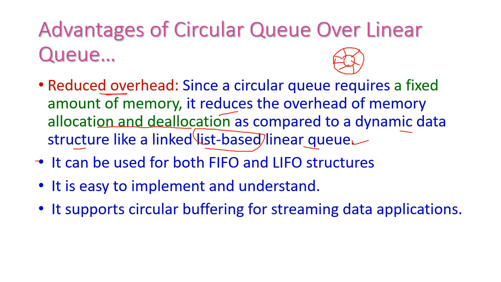And this circular queue can be used for both the FIFO structure and LIFO structure. That is first in, first out and last in, first out. We can use this circular queue for both structures. And it is easy to implement and understand. And this circular queue supports circular buffering for streaming data applications. So these are some of the advantages of circular queue over linear queue.